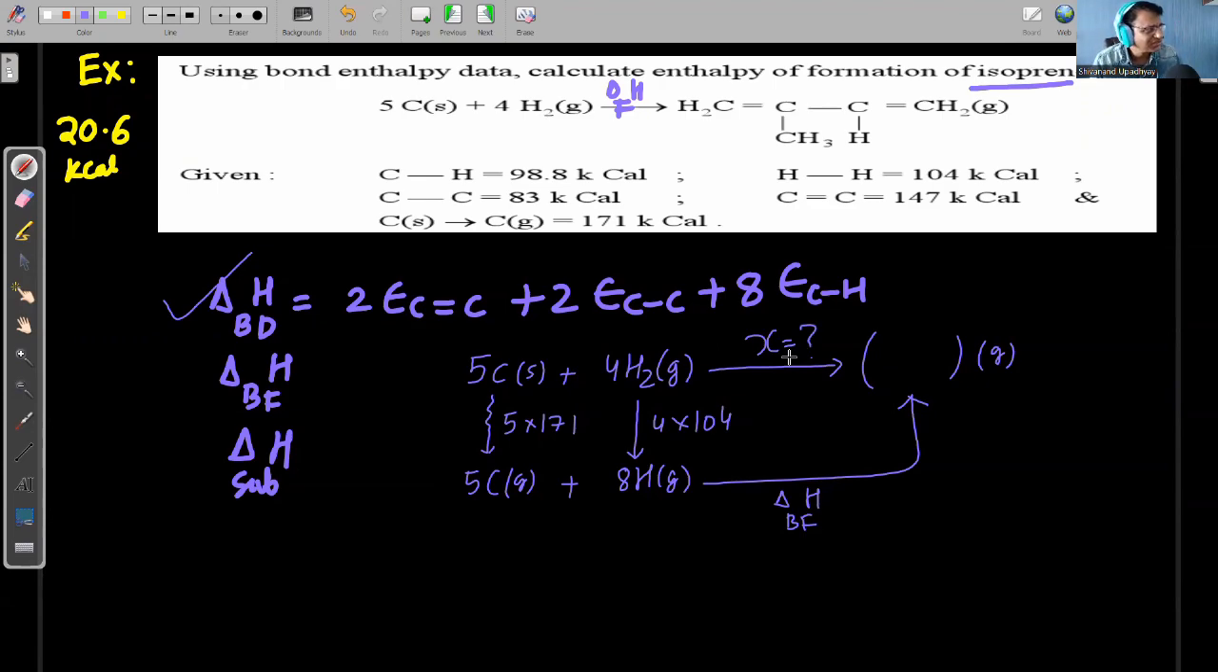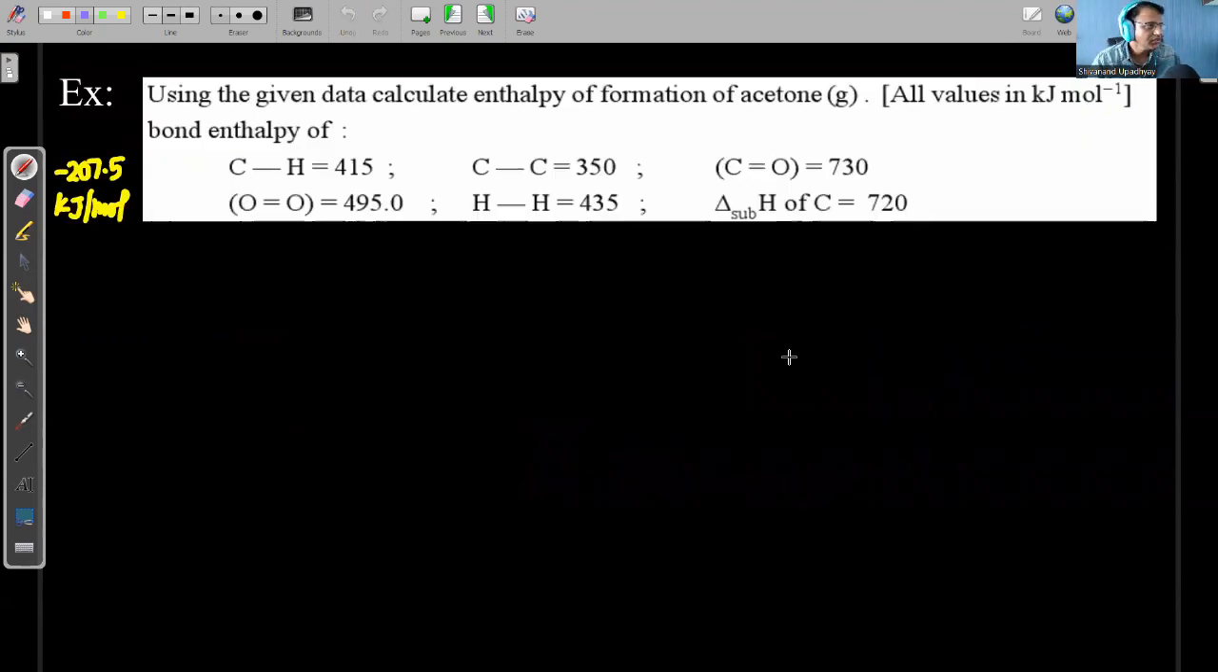So many questions based on the same concept, relation, right? So you should know this relation. It's easy, logical to solve the question. Here also one question is based on the same concept. Using the data, calculate the enthalpy of formation of acetone.